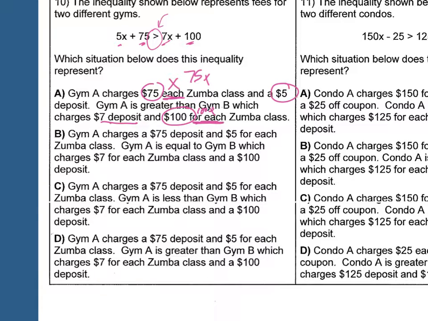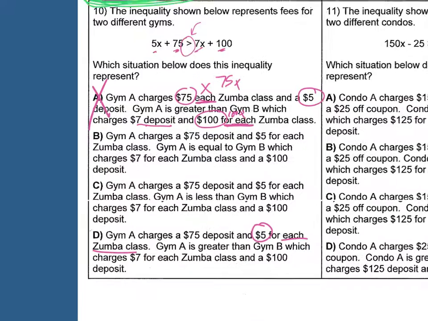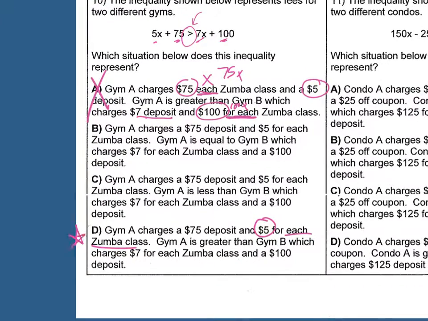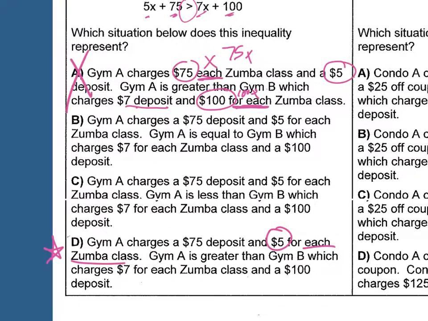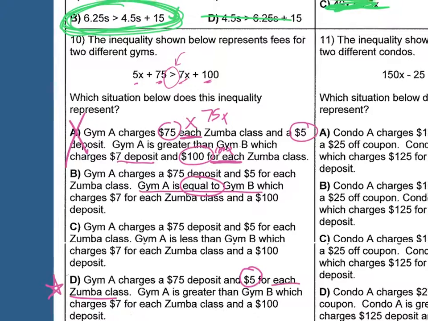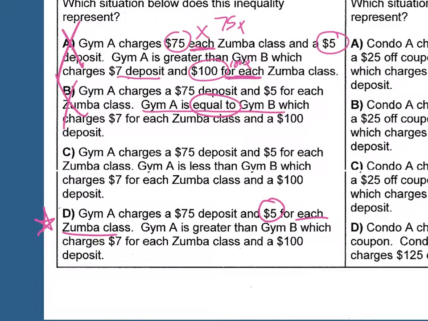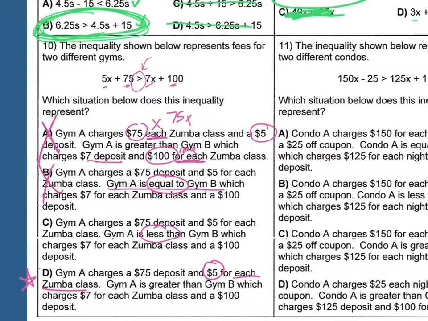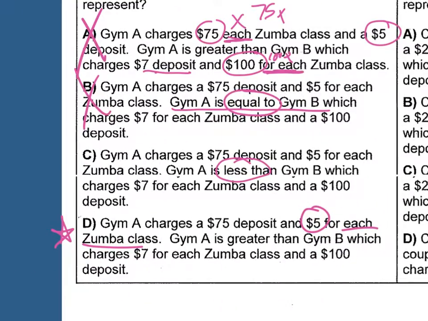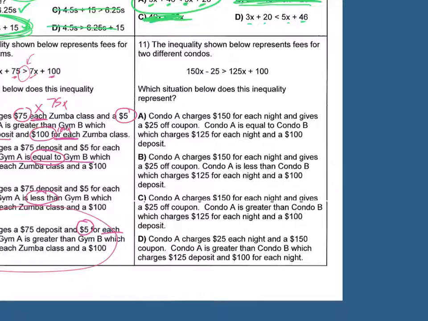And you're already putting 5 each, so since it's each, that's 5x. And since it wants that to be greater, you already know it's going to be towards Gym A. And then it says 7 for each, that's 7x plus $100 deposit. Okay, good. The reason B wouldn't work is because it says Gym A is equal to Gym B. We didn't have an equal sign, we had a greater than sign. C does not work because it says Gym A is less than Gym B. So your answer should be D.